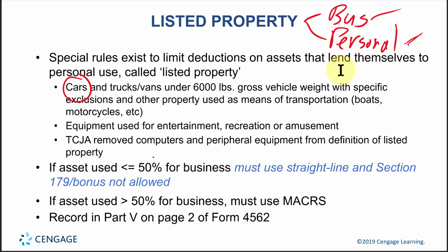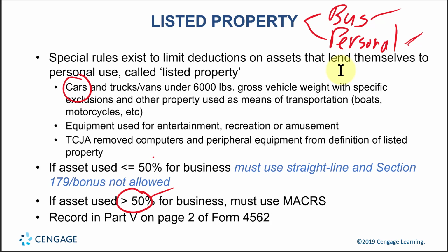You cannot depreciate. Now, when your business use is greater than 50%, you have to allocate the amount to business use and depreciate it, like we've been learning: 179, bonus, MACRS. But the amount that cannot be allocated to business, you can't do anything with it. Okay, that's assuming business use is bigger than 50%.